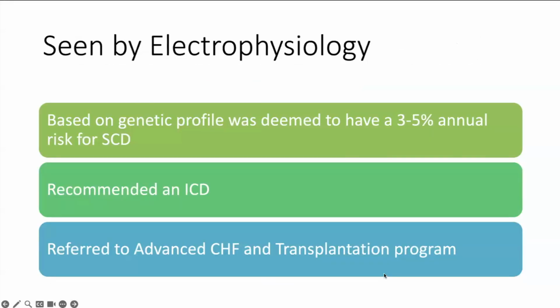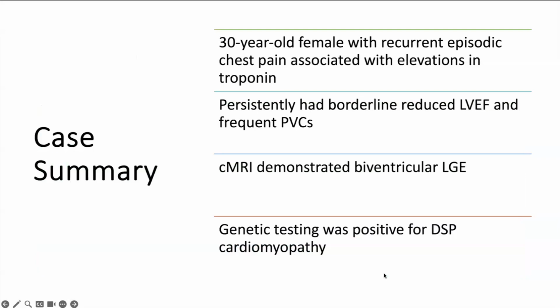So just to pop back to our case briefly, to close the loop here. Based on her genetic profile, she was deemed to have a relatively high incidence of sudden cardiac death, roughly 3 to 5%. So she went on to have an ICD, which she had a couple weeks ago, and was referred to the Advanced Heart Failure and Transplant Program at TGH to continue to monitor her over the coming years. So in summary, we talked about a 34-year-old female who had recurrent episodic chest pain associated with elevations in her troponin, with borderline reduced LV function and frequent PACs, with a cardiac MRI demonstrating biventricular late gadolinium enhancement, and genetic testing was positive for Desmoplakin.